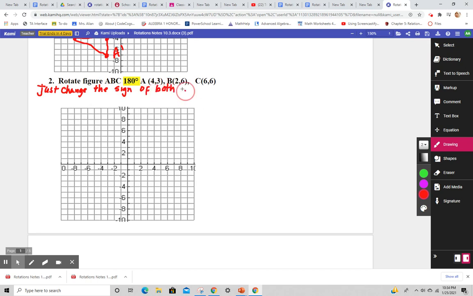Okay, so I'm going to start by plotting the points. A is located at 4 and up 3. This is A. B is located at 2 up 6. And C is located at 6, 6. 6 and 6 right here. C.